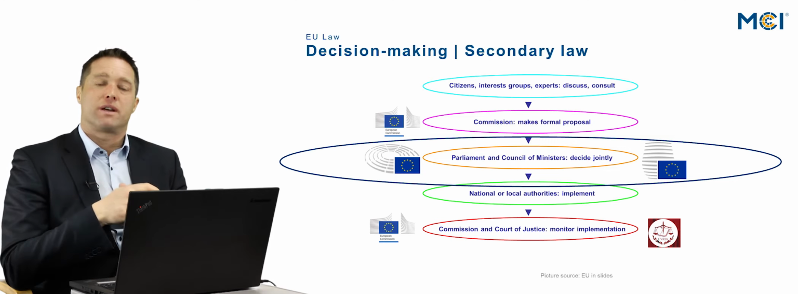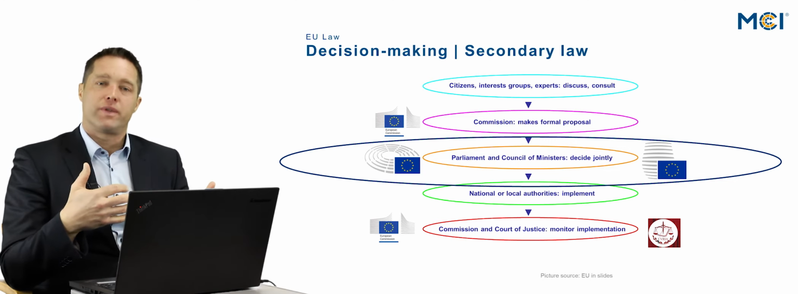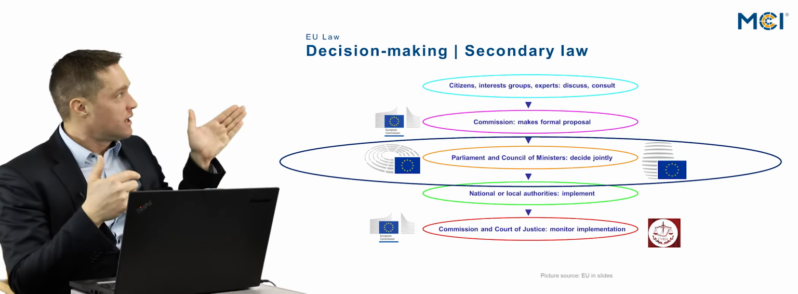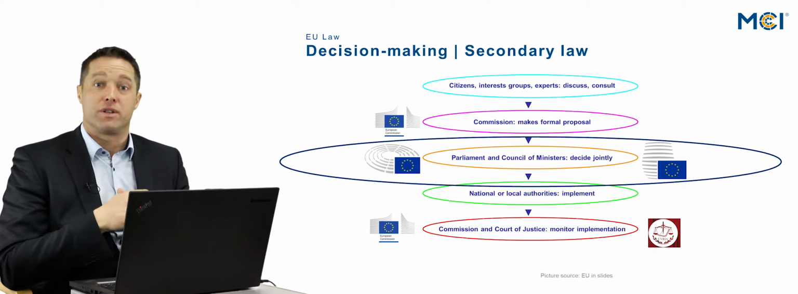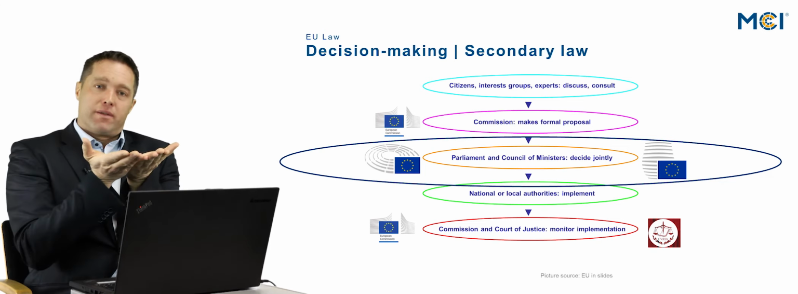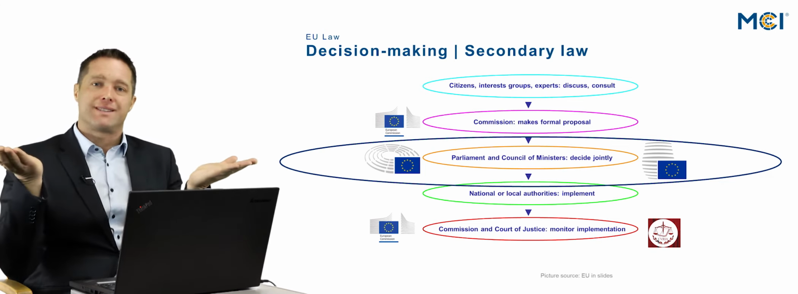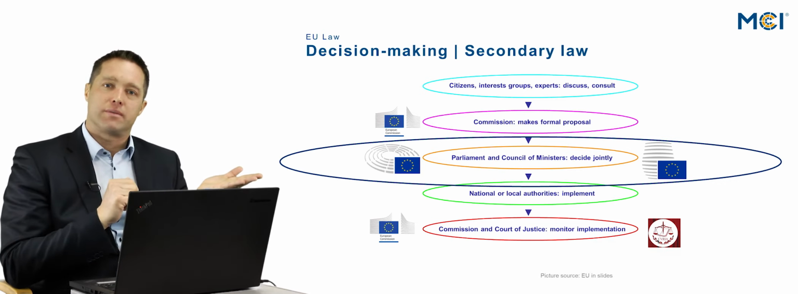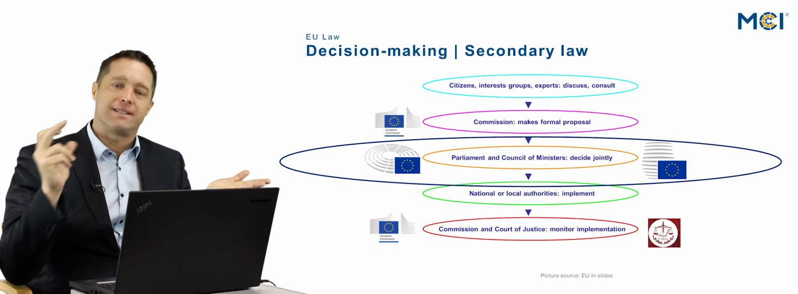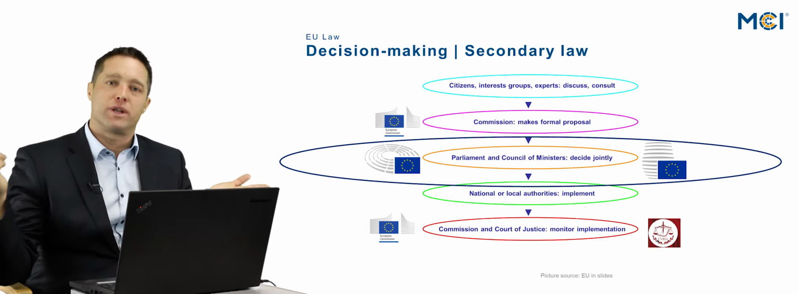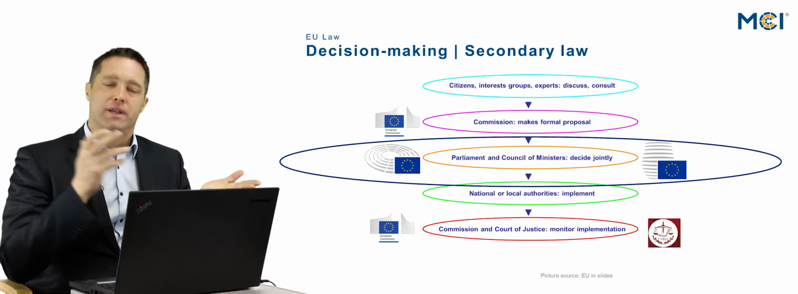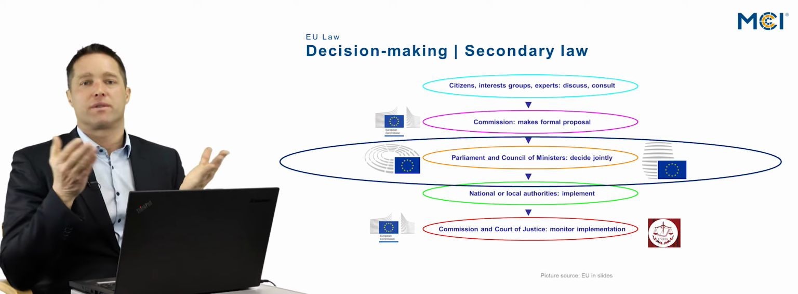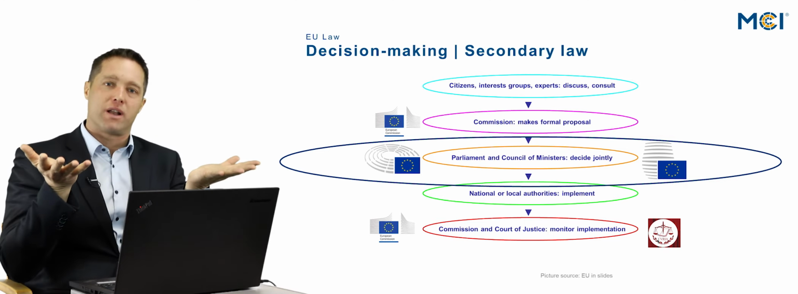Then the Commission makes an official proposal, and this proposal then starts the whole legislative procedure, which here is displayed in a very simplified way. Then Parliament and Council need to decide together. So the example that we have seen earlier, the Product Liability Directive, that is an exception because it was only adopted by the Council. But as a rule of thumb, nowadays, the majority of all topics need to be adopted by both Parliament and Council of Ministers.